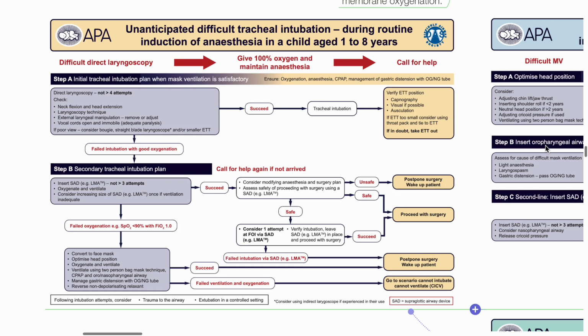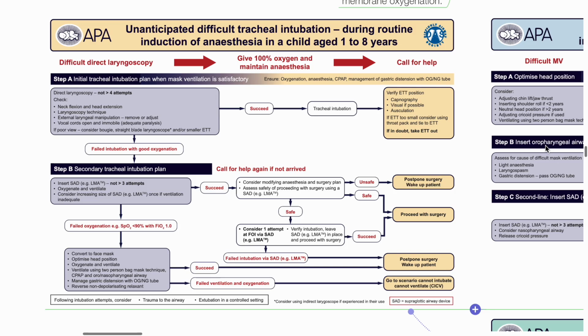If successful intubation, verify ETT position with capnography, visual confirmation, and auscultation. If ETT is too small, consider using throat pack and tie to ETT. If in doubt, take ETT out. If failed intubation, however with good oxygenation, proceed with Step B, secondary tracheal intubation plan. Call for help again if not arrived.